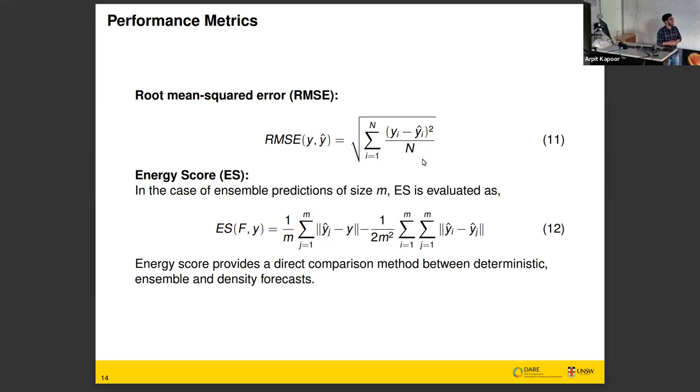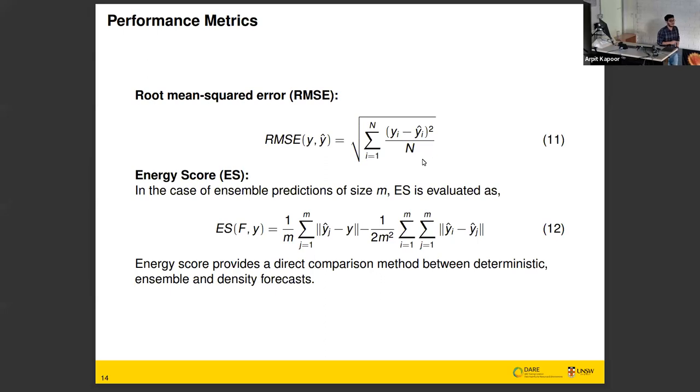And it's computed as shown in equation 12. So for instance, if we have an ensemble of size m, and we are generating m predictions for the value of y, where y hat is the predicted value, the energy score is computed as the formula shown over here.